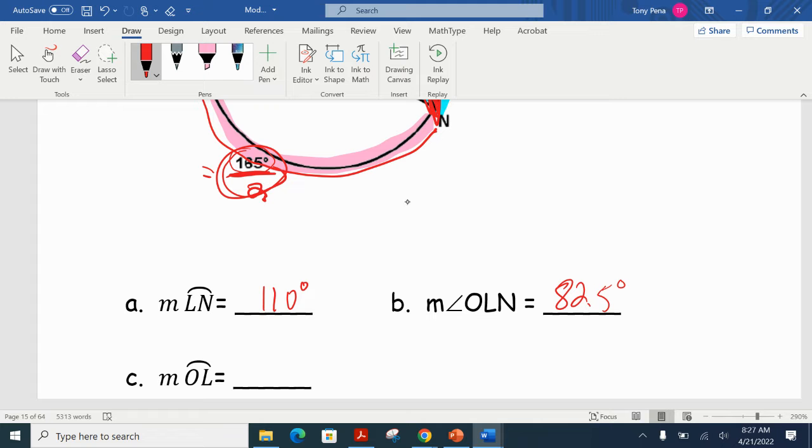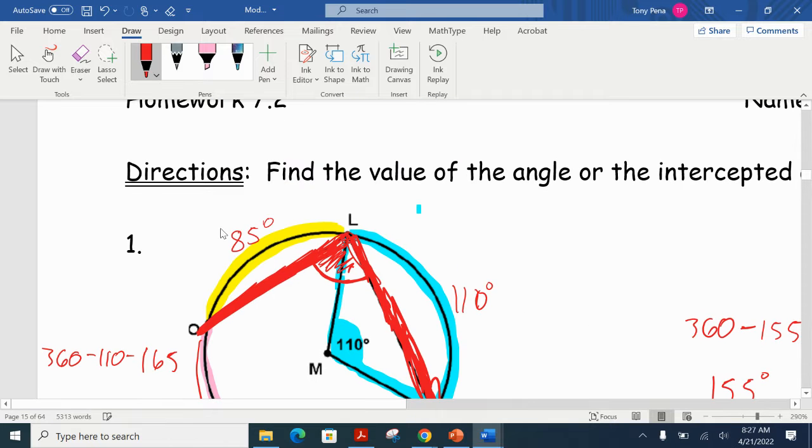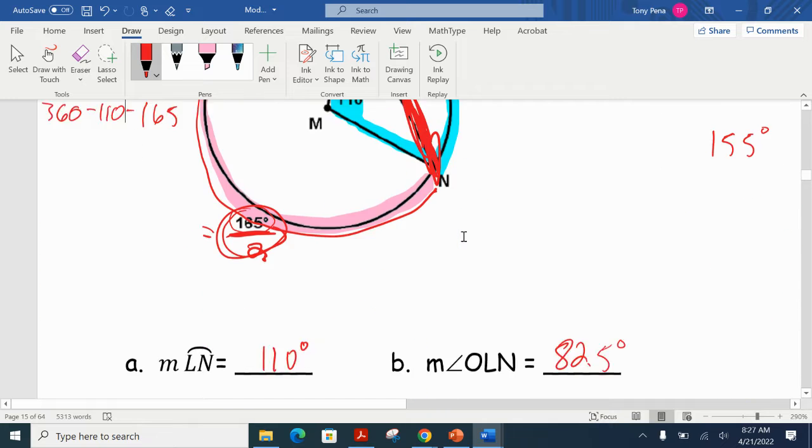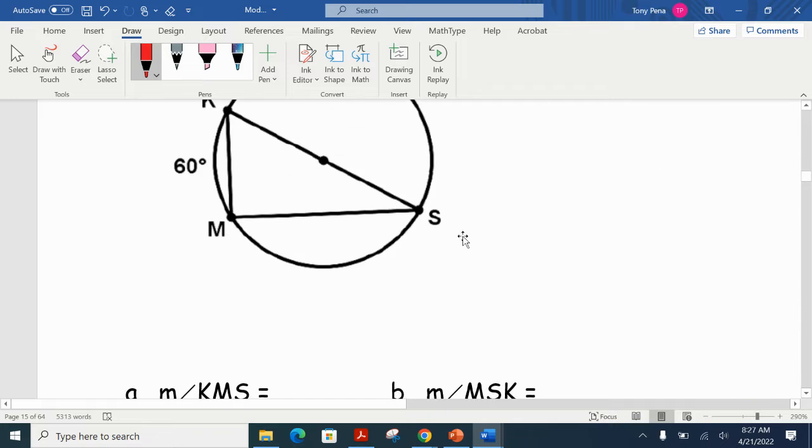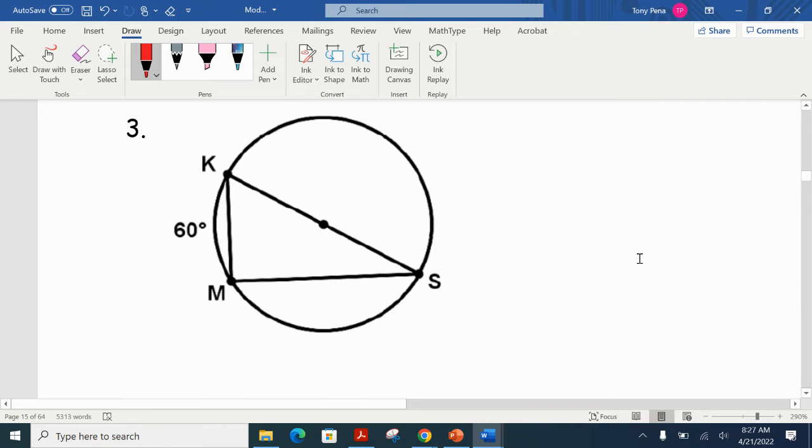All right, and Ella, what is the measure of arc OL? Good, because that's just the yellow arc. We already identified that as 85. We have it labeled. That's an 85 degree arc. Okay. All right, one more I want to do. Go to number 3. And then at that point, we'll see what we can do on our own.